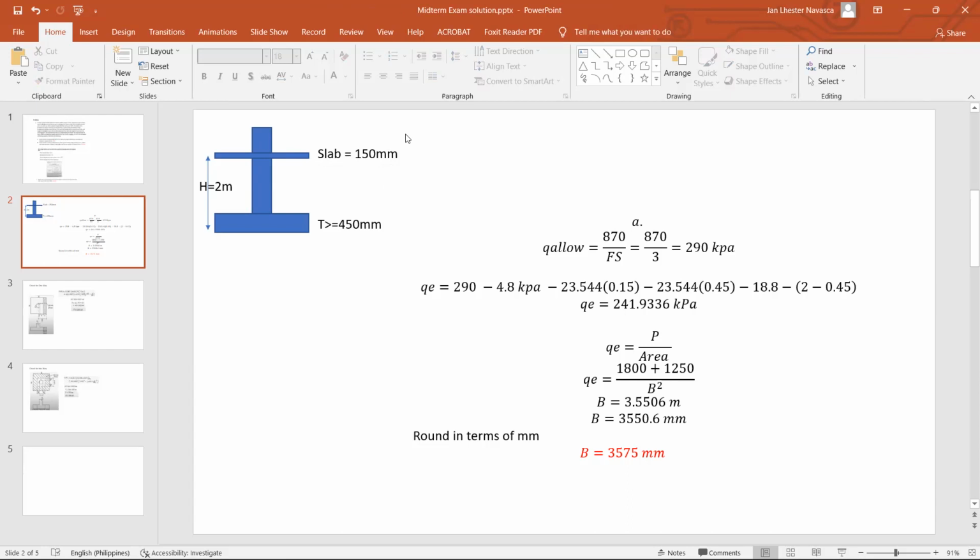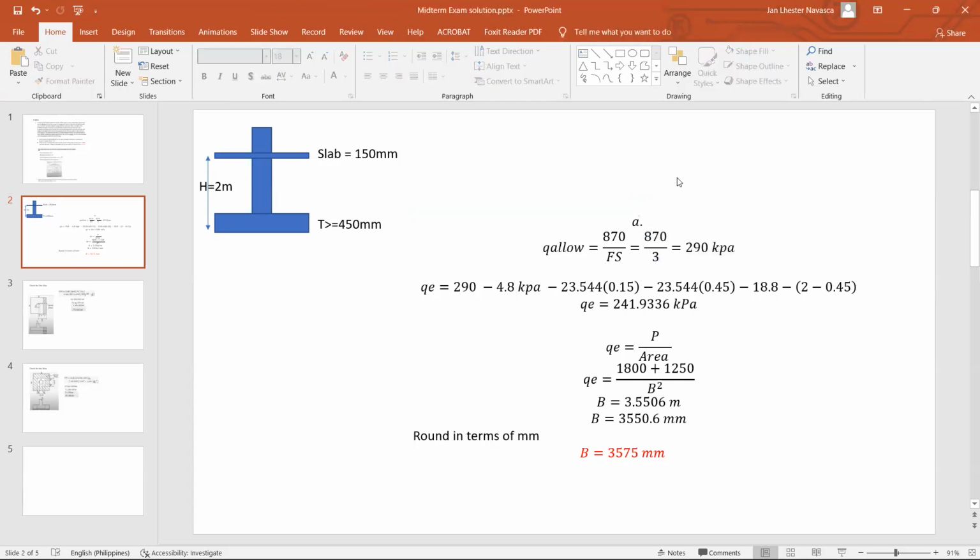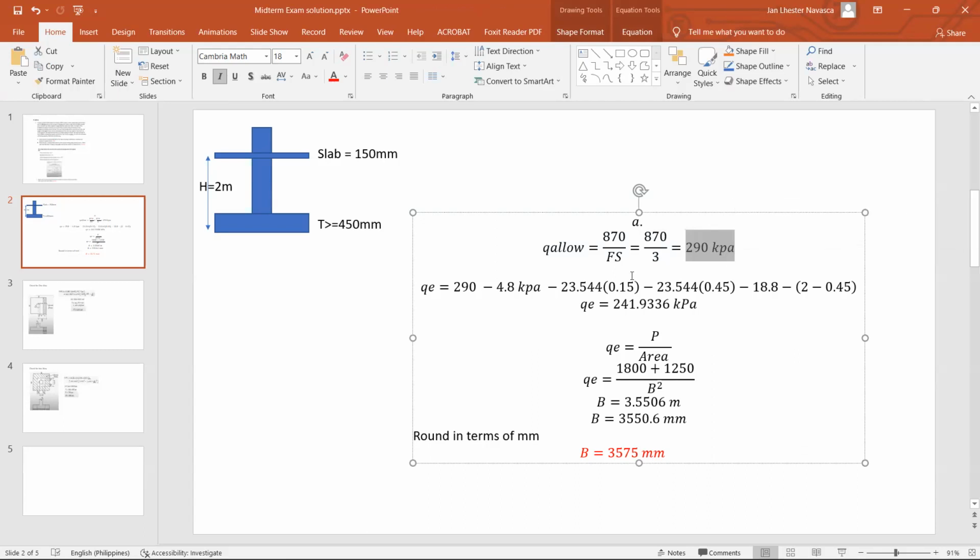So before we start, kailangan nating alamin yung allowable soil bearing capacity. Okay. According to the problem, yung soil, factor of safety is 3. So therefore, your allowable soil bearing capacity is 870 by 3. Okay. So bakit magkakaroon ng factor of safety? Because yung given na problem is an ultimate soil bearing capacity. And as you all know, di ba, ang definition ng allowable soil bearing capacity has a factor of safety. So therefore, this is your allowable soil bearing capacity.